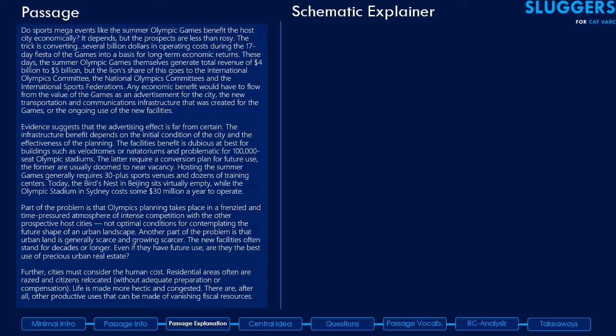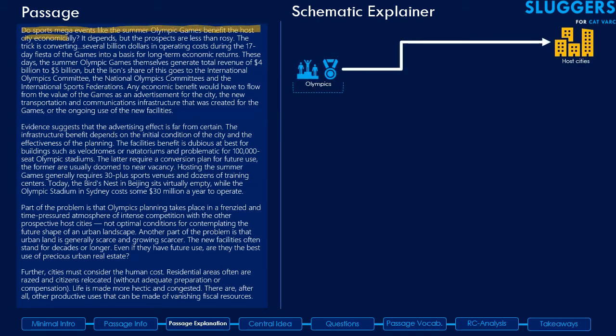So the first line: do sports mega events like the Summer Olympic Games benefit the host city economically? Economically. Okay, so as you can see, the diagram has appeared. It just represents the same sentence, the same idea, in a schematic manner. Makes it easy to visualize and understand, right? So the sports mega events like the Summer Olympics benefit the host cities in an economic manner. So the author has essentially posed a question here. These symbols are the symbols for economic benefits.